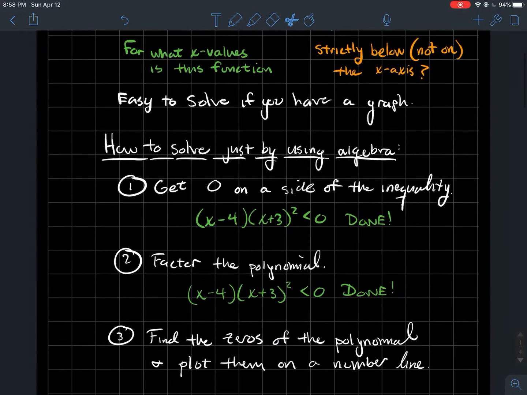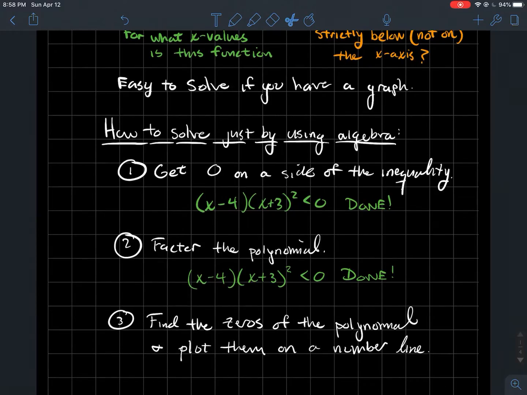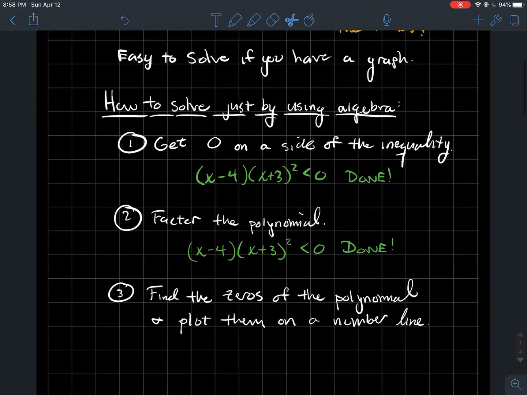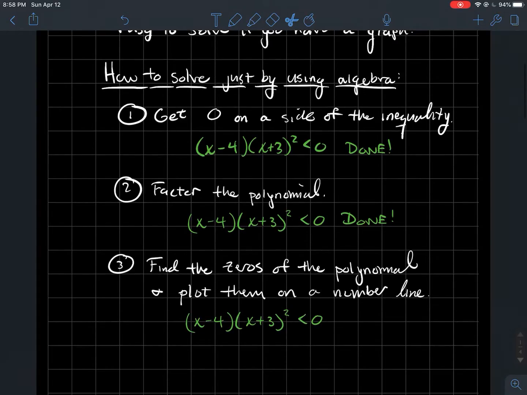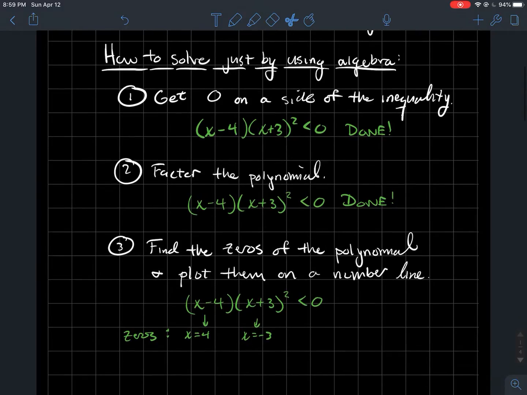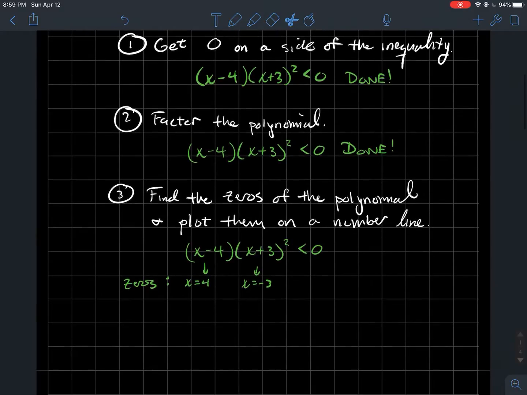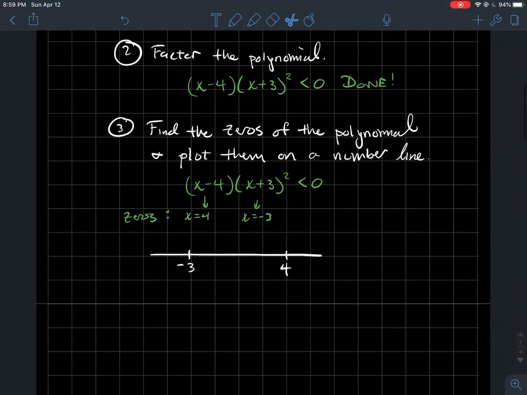The third thing you should do is find the zeros of that factored polynomial, and then plot those on a number line. I'm just focusing on the left side and finding its zeros. Well, x equals 4 is one, and x equals negative 3 is the other one. So we'll take those two values, x equals negative 3 and x equals 4, and say them left to right because I'm about to plot them on the number line from left to right.